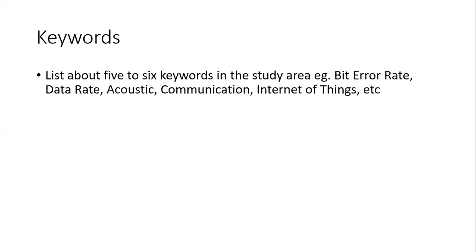Then we have some important keywords related to the investigated area. And in the case of our communication engineering research field, some of the keywords could be data related, but these are important keywords that could be directly linked to your research. Say about 5 or 6 of them.